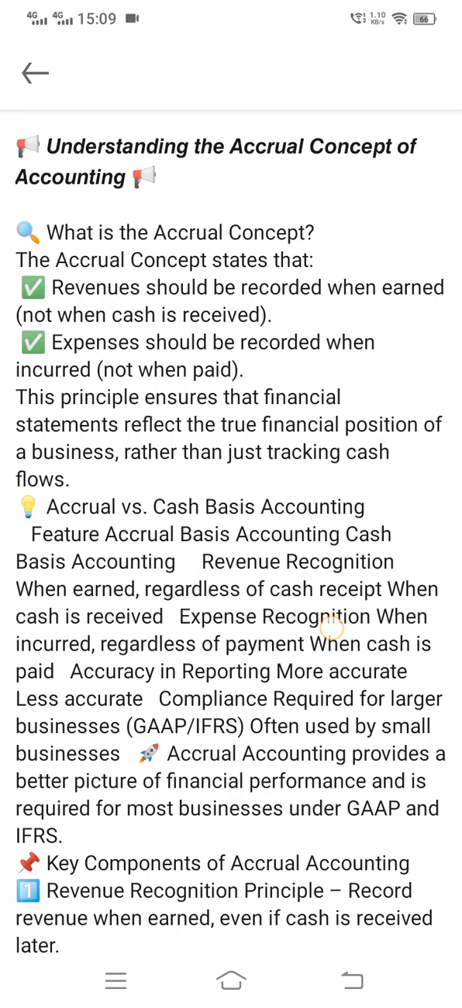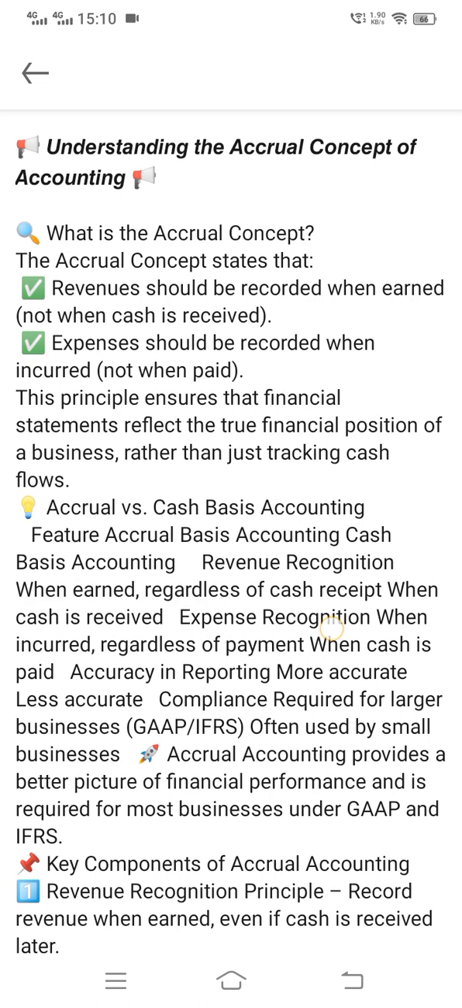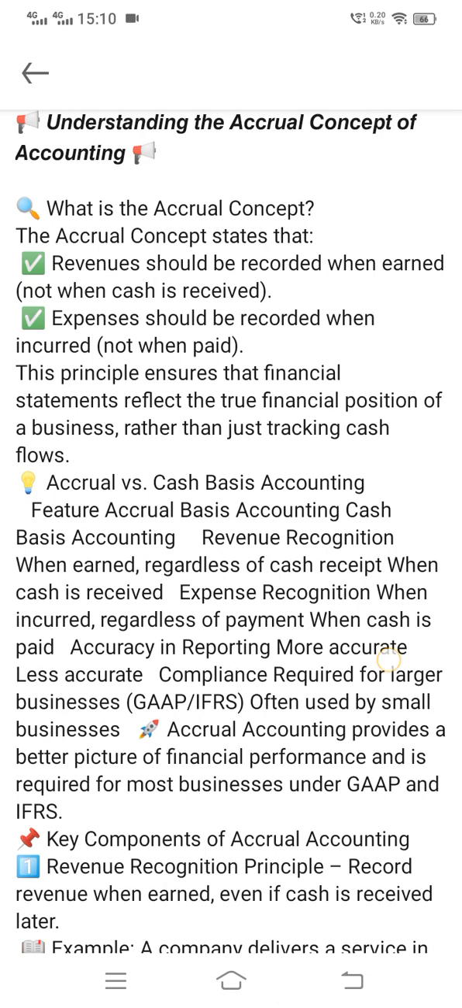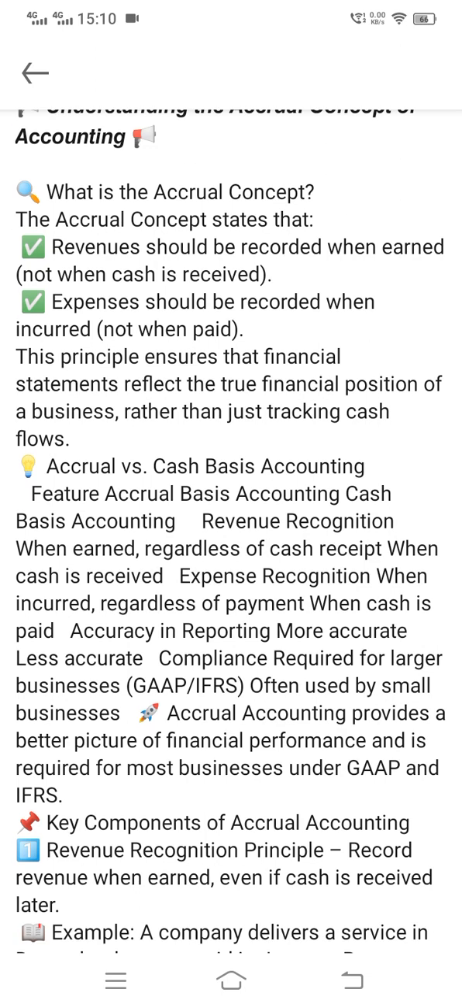So first, the accrual concept is one of the key principles in generally accepted accounting principles. We all must have read GAAP in our 11th, 12th if you have taken commerce. Otherwise there is no issue. It's just a principle in which there are different kinds of concepts. Accrual concept is one of them, and it states that revenue and expense should be recognized when they are incurred, not when cash is received or paid.